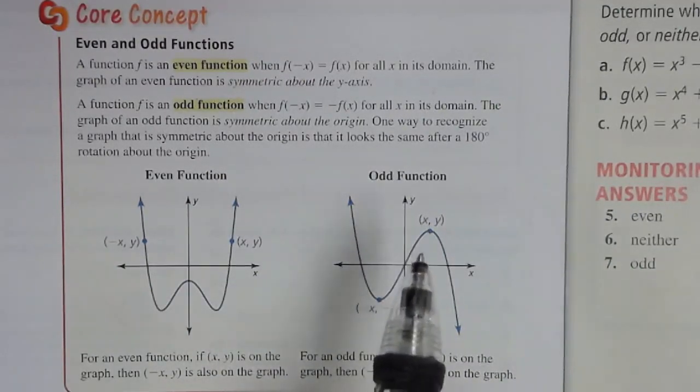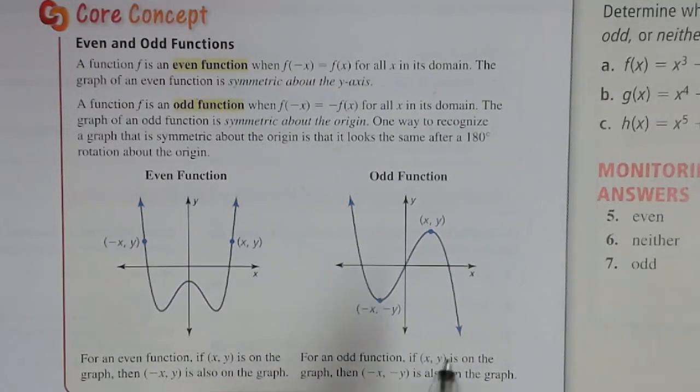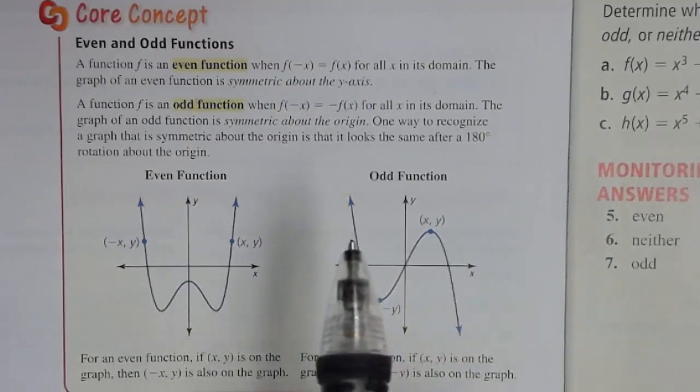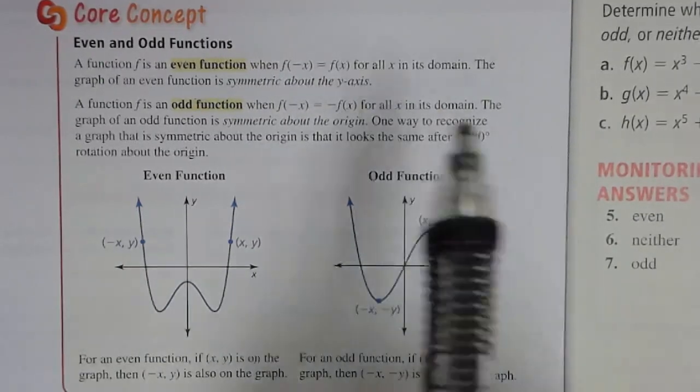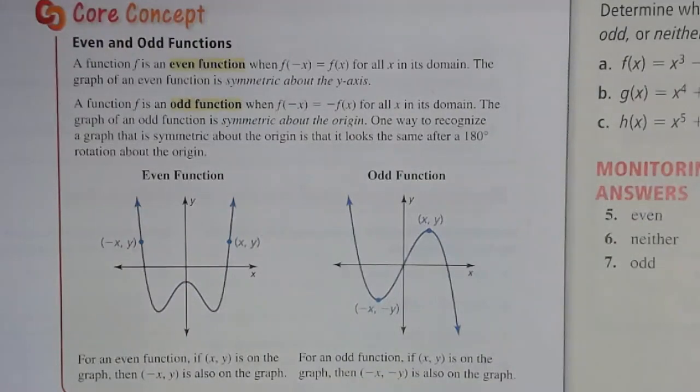So it's very much like checking Descartes' rule of signs. You guys remember that? It's very similar in terms of just plugging in the negative. So let's do some practice problems.